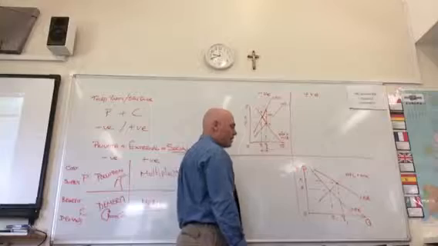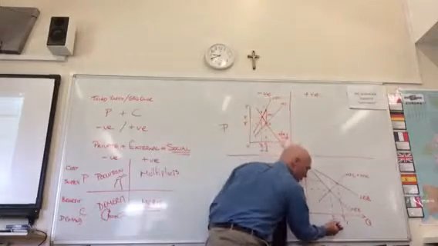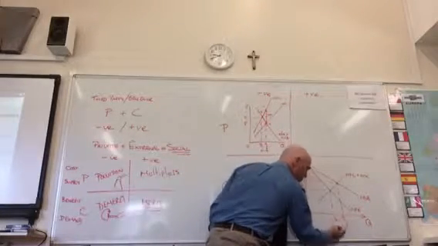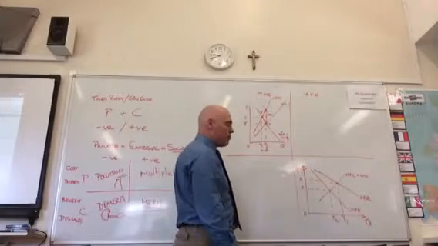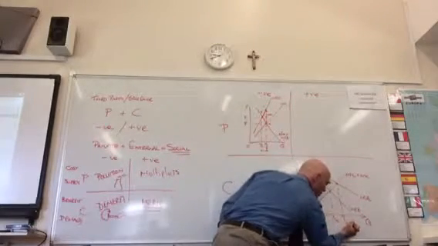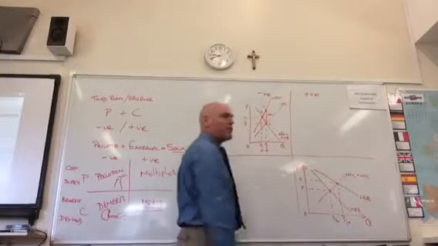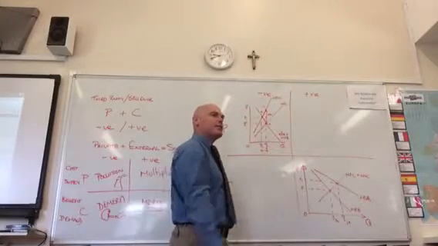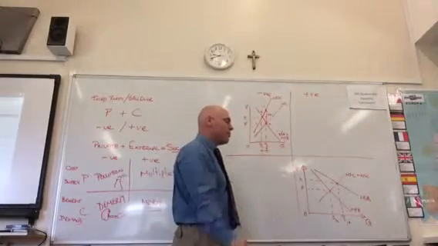Okay? In this case, we can see the market equilibrium, M, is at that point there, while the efficient equilibrium is above it. So in this case, it's an underconsumption of the distance Q, Q1.